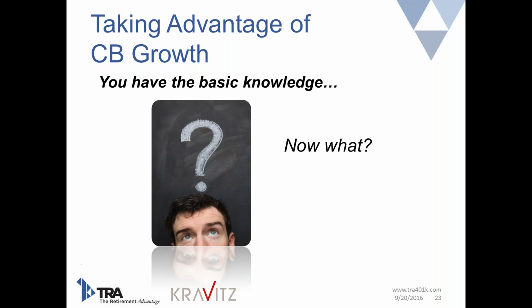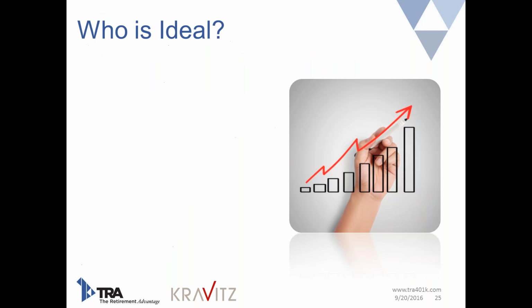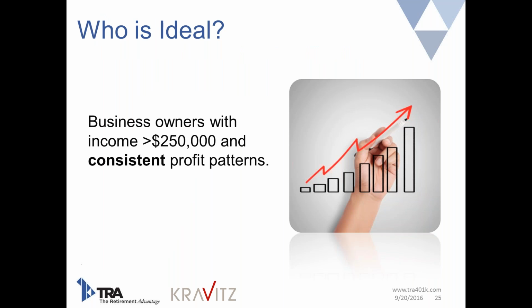So now what I would like to do is to hopefully give you some tips. I really like this part of the presentation. Here are 6 ideas in terms of how you can go about marketing your services to cash balance plans. Tip number 1: first, make sure you choose the right market. This is not a mass market product like a 401k plan. This is really a niche product. It's only for a select group of your clients. So who is ideal? Well, business owners earning more than $250,000 with consistent profits.